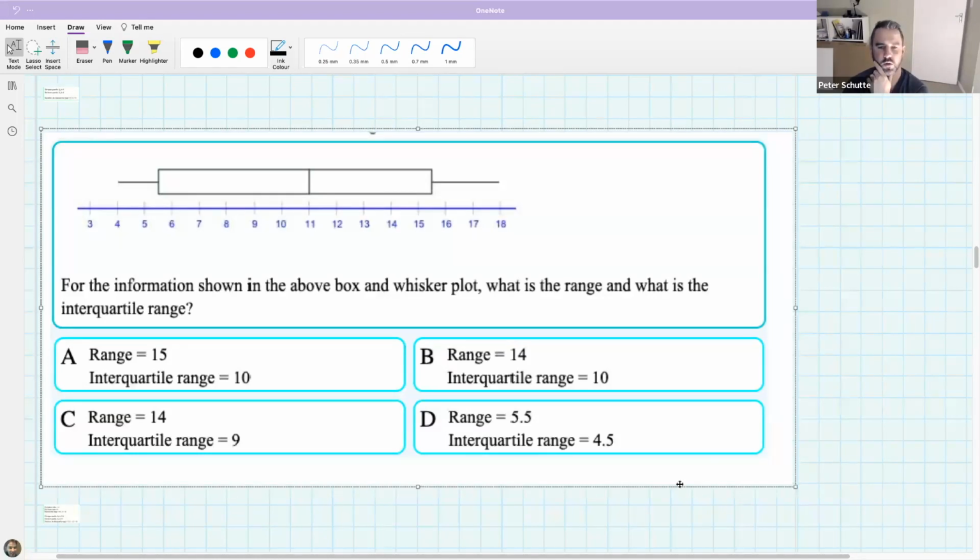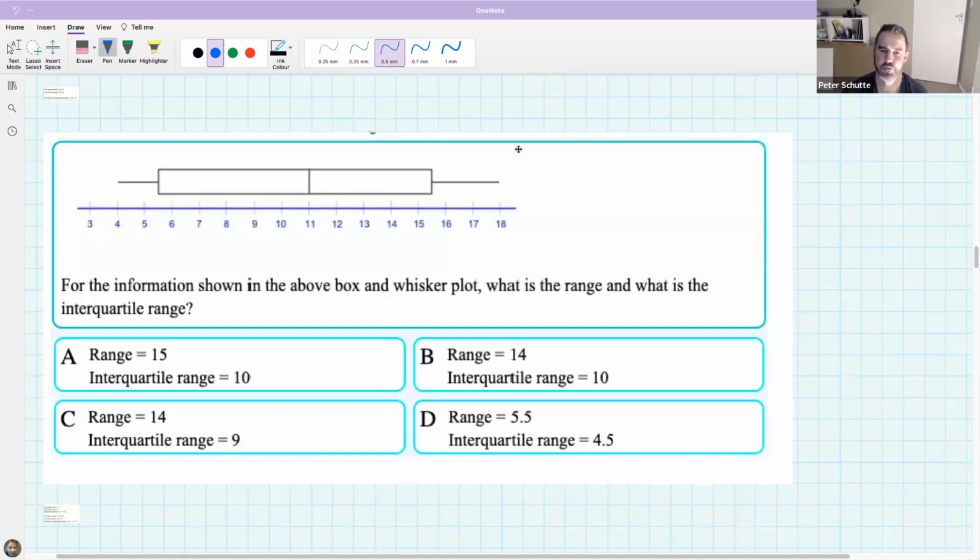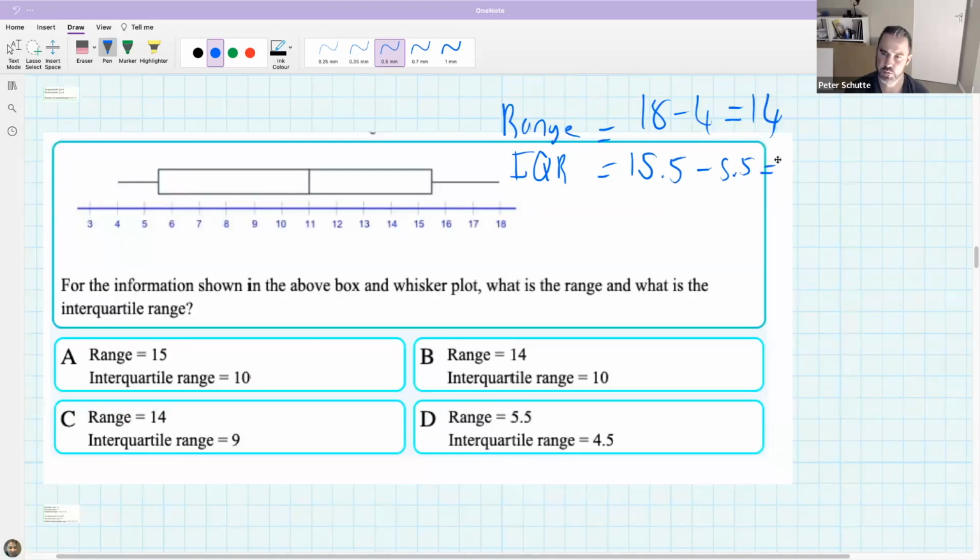What do you think the correct answer is here? A couple of different answers coming in. So this is a combo of range and IQR. Range in this one will be 18 minus 4, which is 14. And IQR should be 15.5 minus 5.5, which is 10.